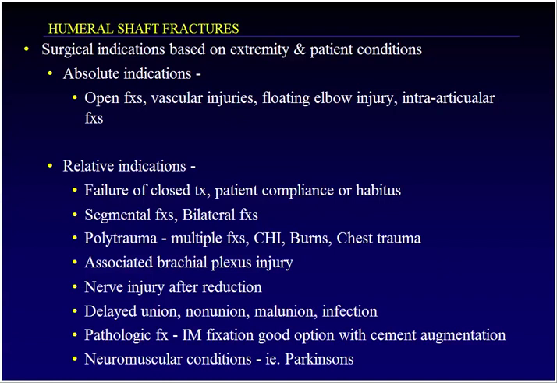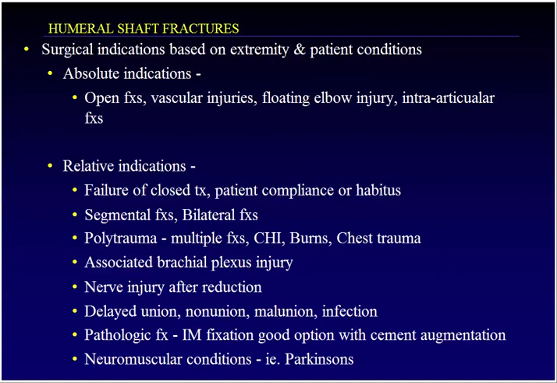Those would include, of course, open fractures, where you're going to need to explore the wound and treat the soft tissue component of the injury, and vascular injuries that are going to require operative repair. The humerus absolutely needs to be stabilized in that situation. If you have a floating elbow injury, where you have a humeral shaft fracture in conjunction with a both bones forearm fracture or an isolated radius or ulnar shaft fracture, those patients need operative intervention. And, of course, intra-articular fractures of the distal humerus are an indication for surgery.